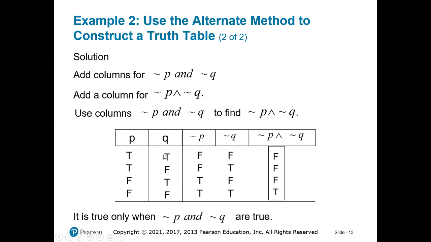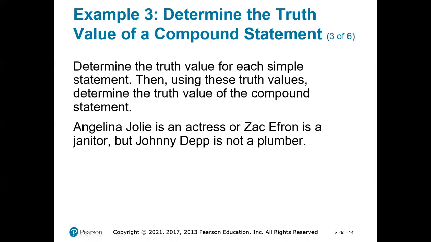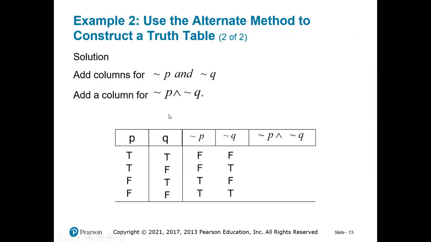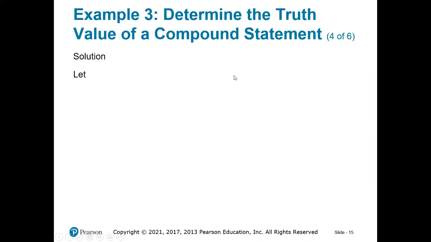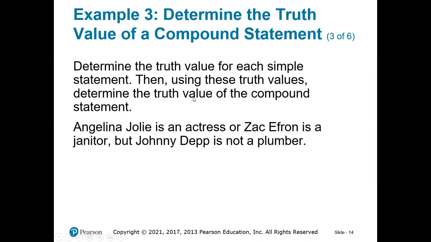Okay, well, here's an example. But this time they don't. If you look at the previous example we had, they gave us the statement already symbolically represented. Now in this example, they gave us the plain English, and they ask us to work on the truth table. It says determine the truth value for each simple statement. Then using these truth values, determine the truth value of the compound statement. So here is the compound statement. The whole thing is the compound statement.